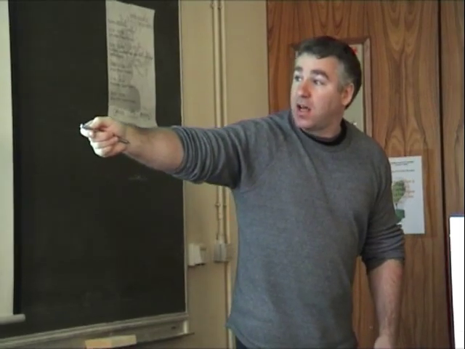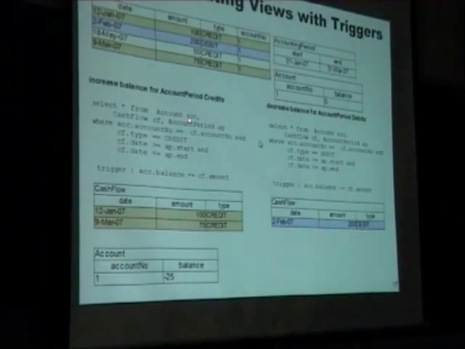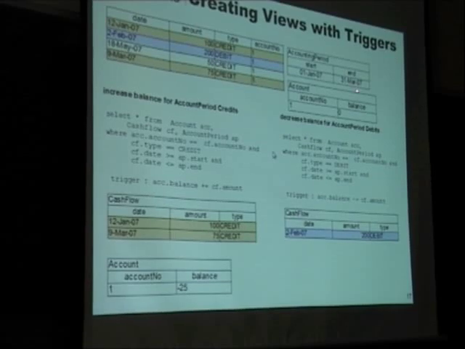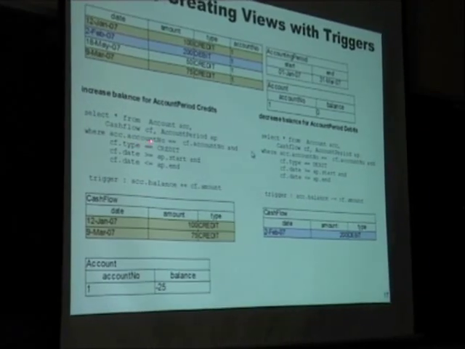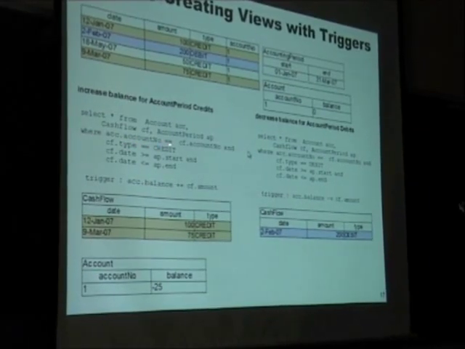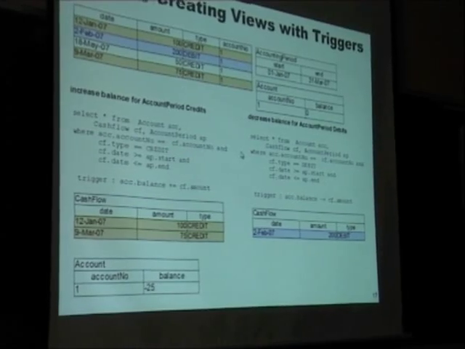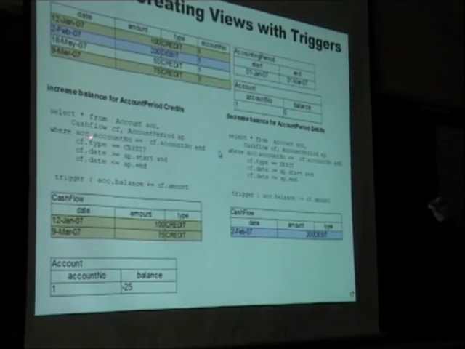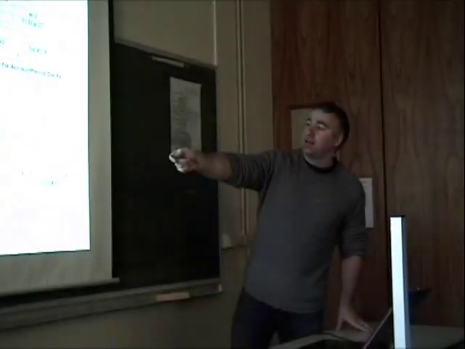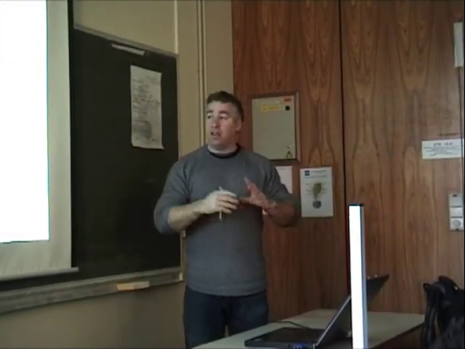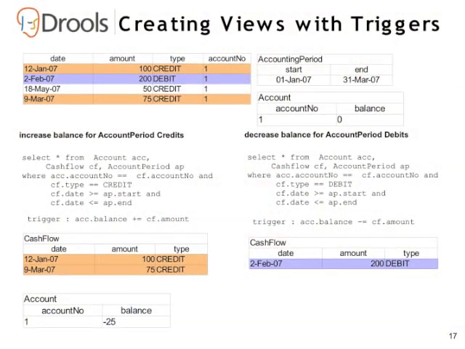So select star from account, cash flow and account period. These are your tables, these are the data. We have a join with the account number of the cash flow equals the account number of the accounts. This is standard SQL. Everyone here should be able to understand this. We're checking for when this is credits, and we've got a date range to correlate the select to a given quarter. What we're doing here is we're creating a view. We're going to create a view that gives us the cash flow credits for that quarter. We then create a corresponding view for the cash flow debits for that quarter.